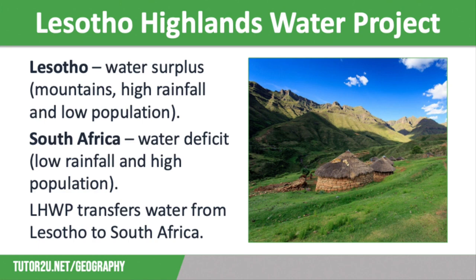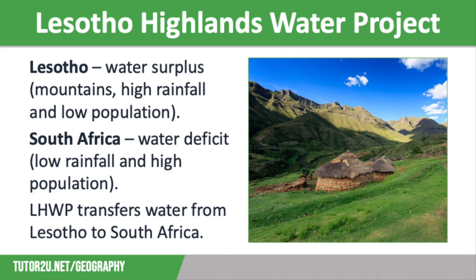Lesotho is a mountainous country that receives a high level of precipitation and has a low population of just 2.3 million people. Therefore, it has a water surplus, whereas South Africa has a population of 60.4 million and uneven rainfall, so it has a water deficit, with the west and south being particularly dry.